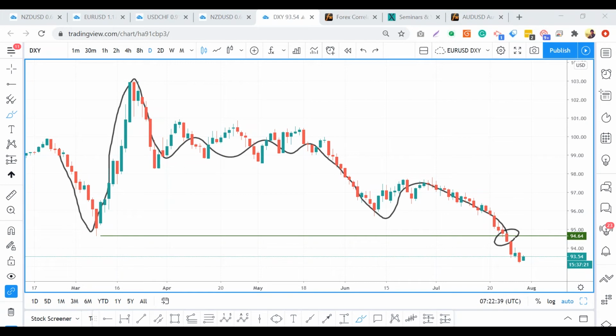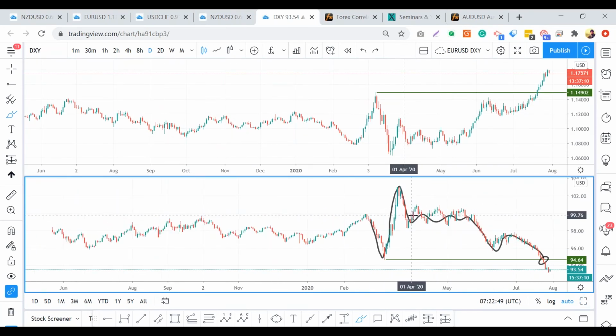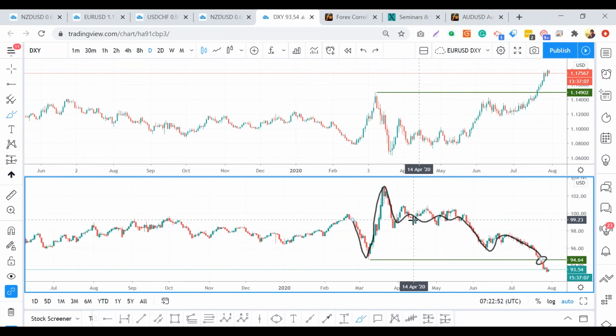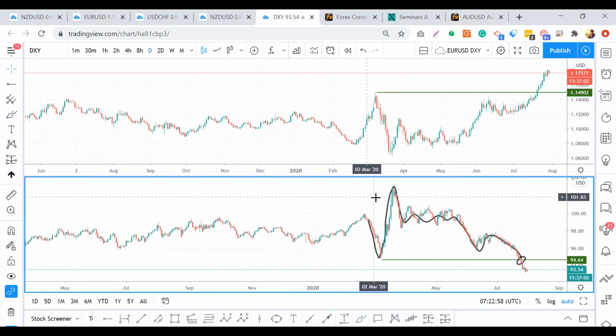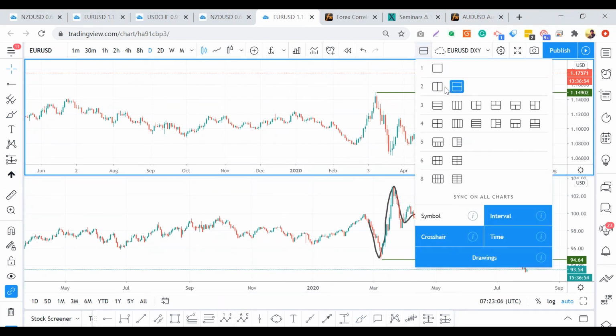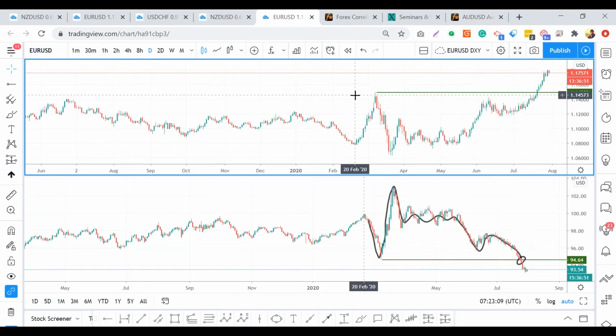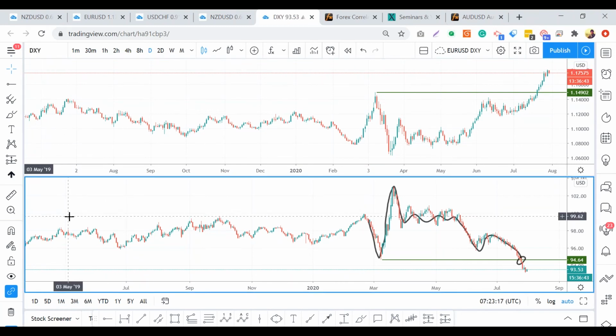Now, how do I use correlation to help me trade this better? As we know, one currency pair which is very correlated to the dollar index, as you all have mentioned, is euro dollar. What I like to do is line up two charts on top of each other. I will have euro dollar on top, and I will have dollar index below.